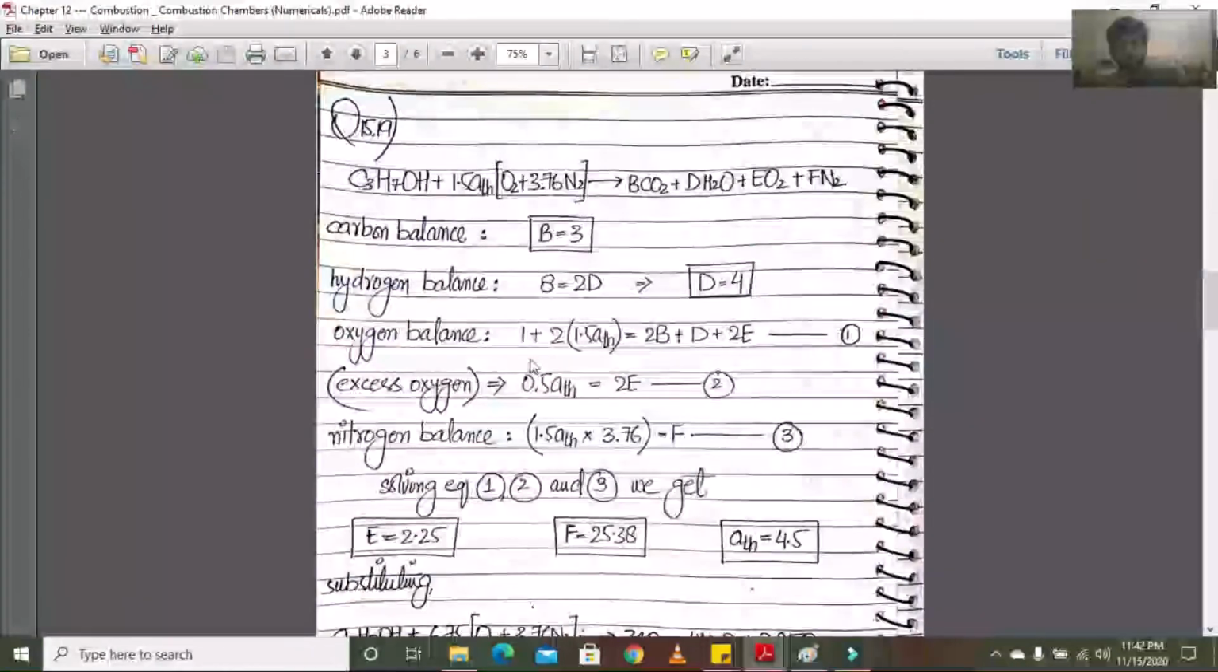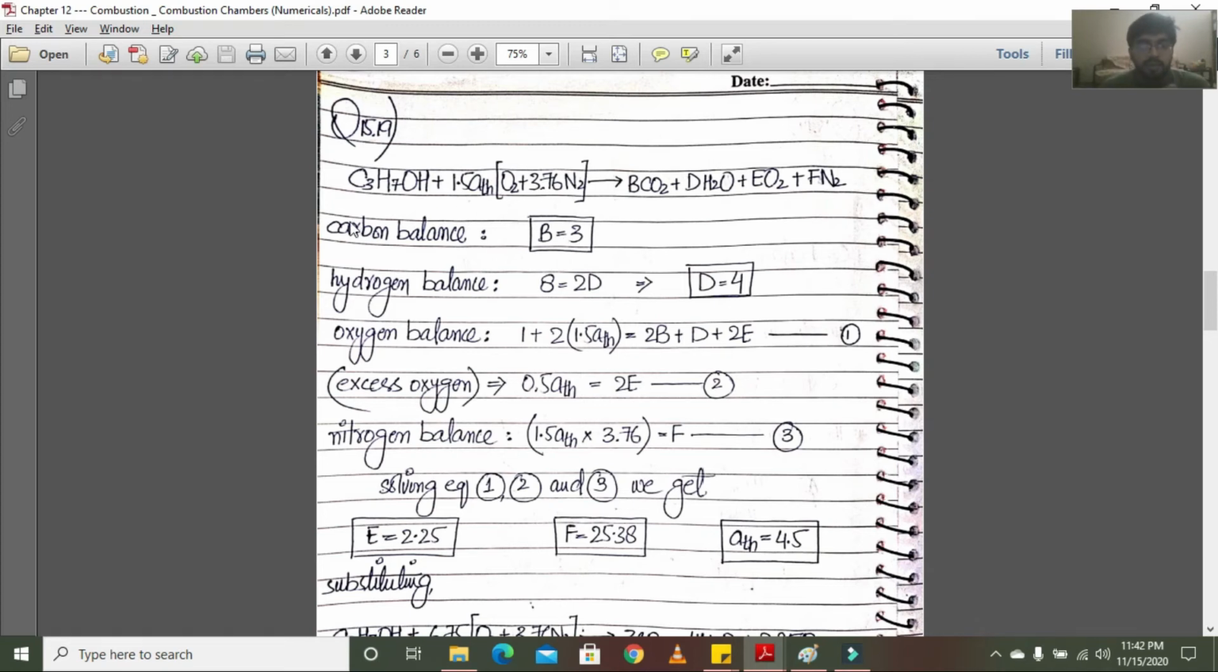After the formation of this equation, the next step in the previous questions was to balance the oxygen, but here we will not only balance the oxygen, in fact we will balance the carbon atom, the hydrogen atom, and the nitrogen atom as well, in order to determine all the unknown variables. I hope it is understood to all of you.